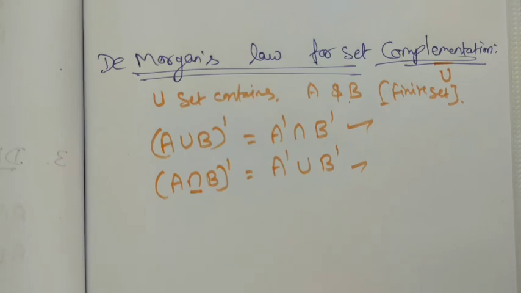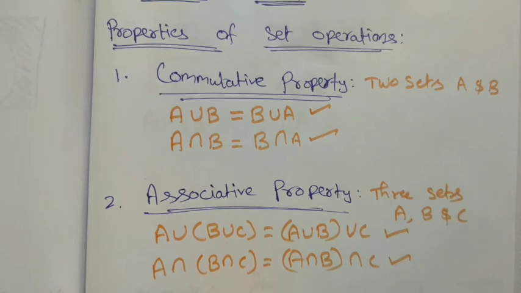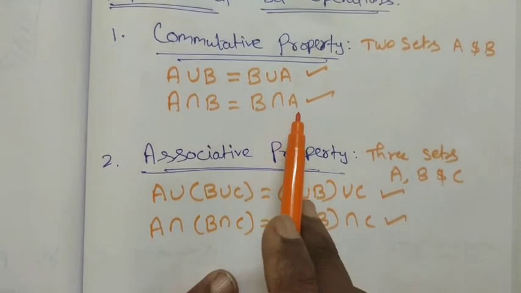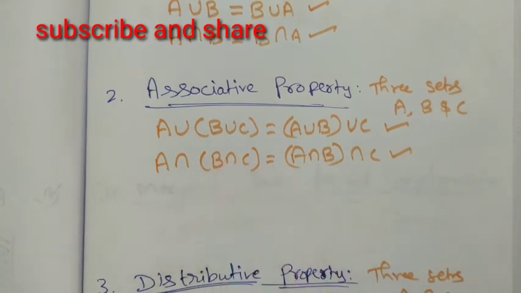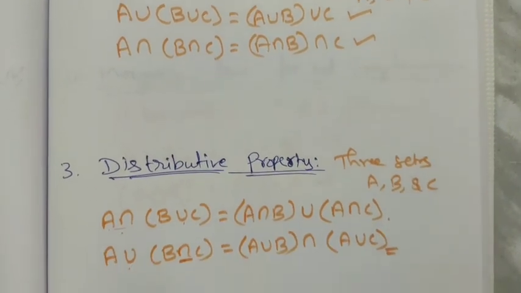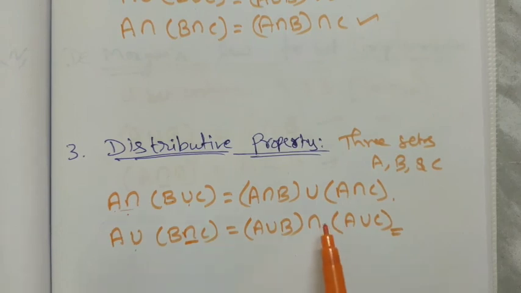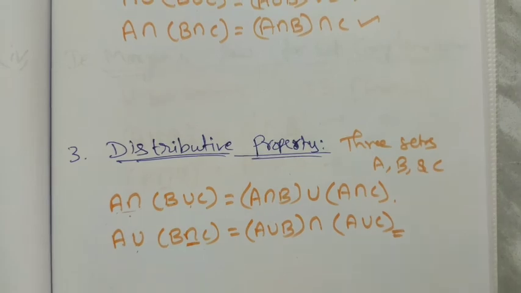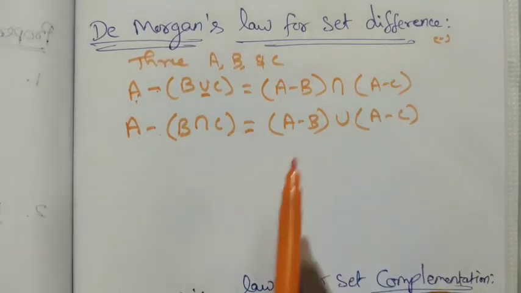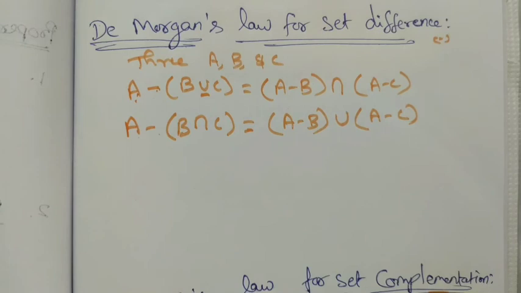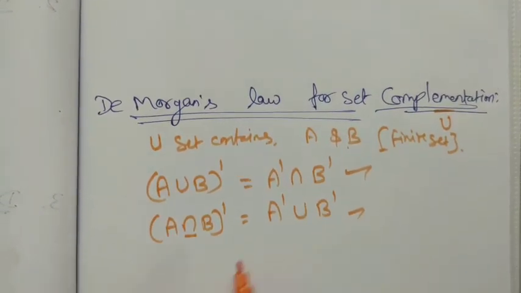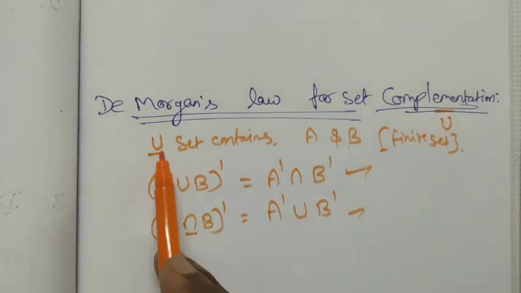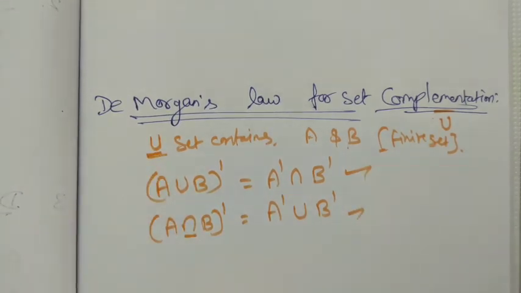First one is the commutative property. We have two sets, A and B. In associative property we have three sets, both union and intersection, as we have seen. The last one is the distributive property, with three sets: intersection over union and union over intersection. And De Morgan's law of set difference: difference means we have used the subtraction symbol, so for three sets. And De Morgan's law of complementation, we have only two sets. Complement means surely there must be a universal set. Thank you, students.